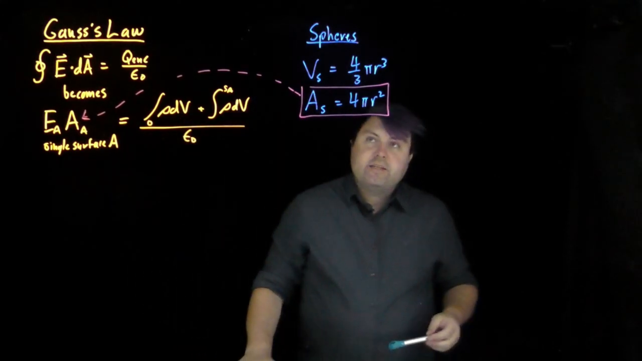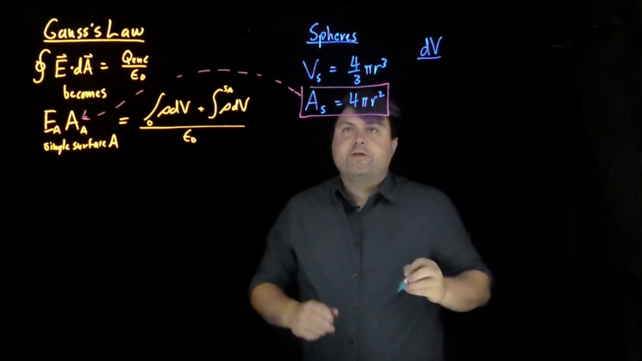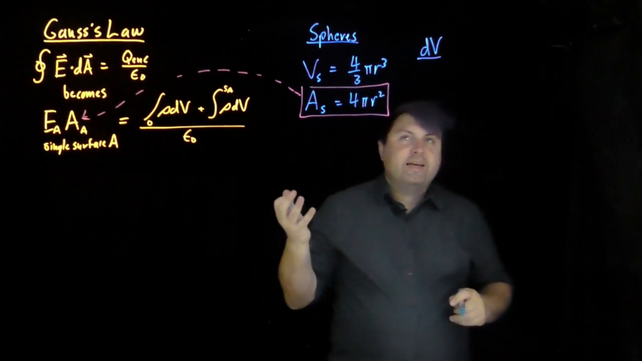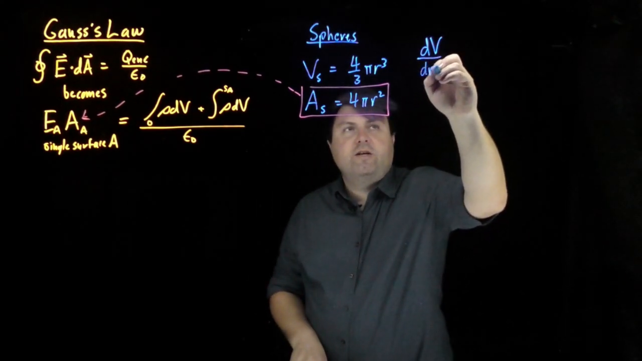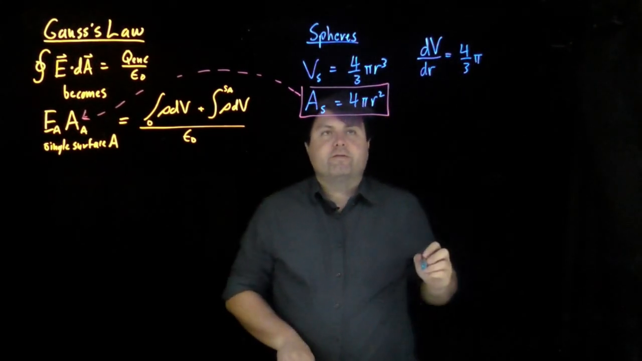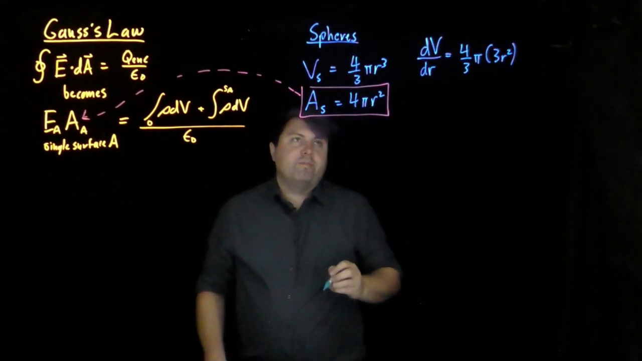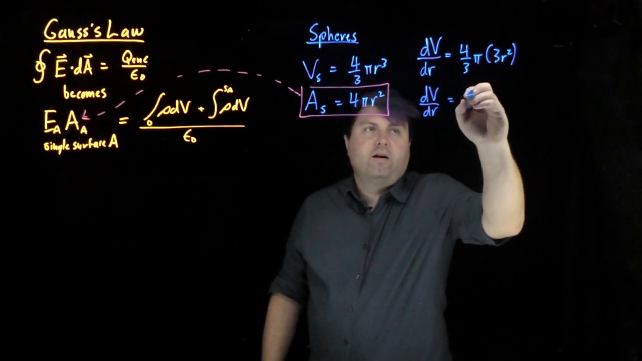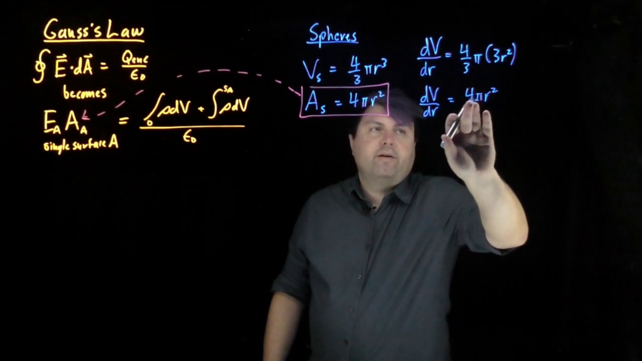Well, I can take the derivative of v with respect to any variable. If I take it with respect to any variable other than r, I get nothing because there's nothing else that it depends upon. So if I do dv dr, though, I start out with 4/3 pi, and then it's the derivative of r cubed, which is 3r squared, which we can look up. And so now I have that dv dr is just 4 pi r squared.